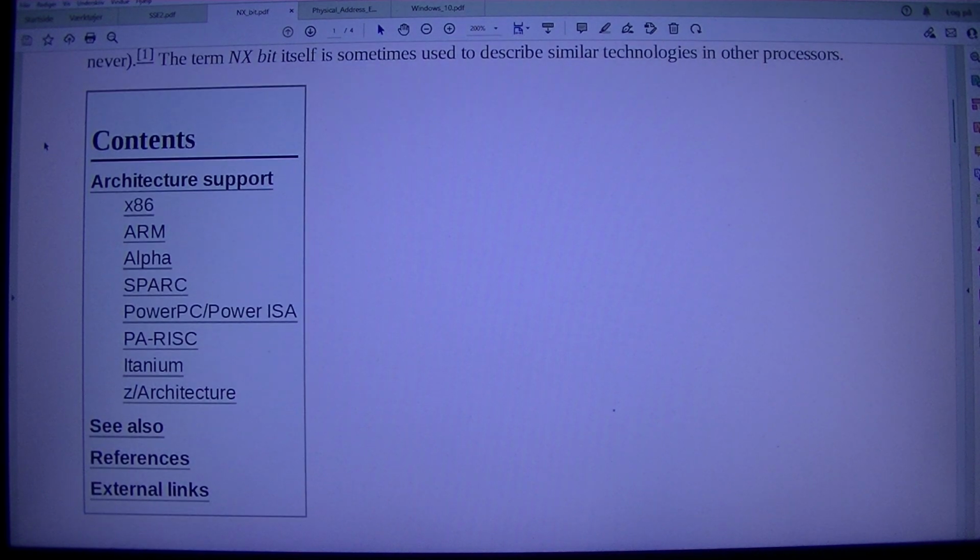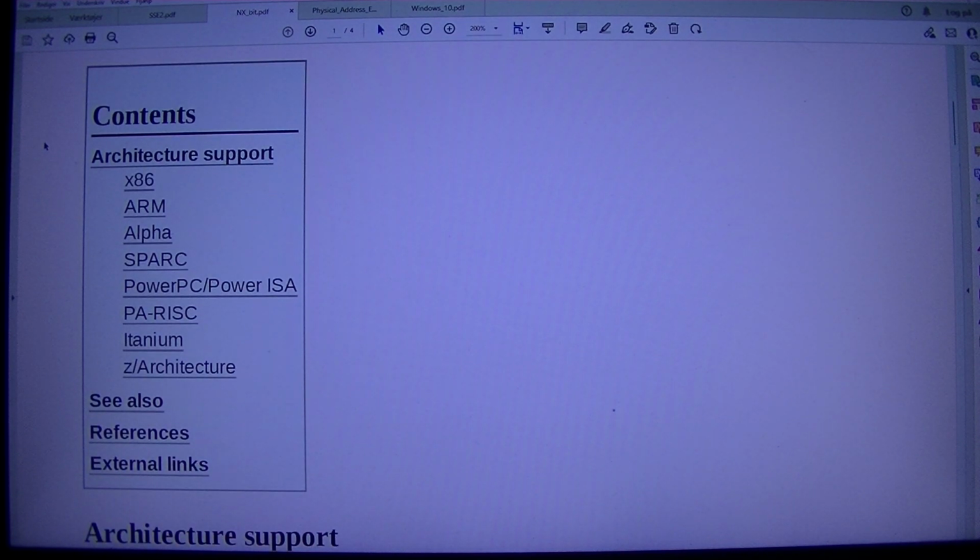Contents. Architecture support: x86, ARM, Alpha, SPARC, PowerPC / Power ISA, Power ISC, Itanium, z/Architecture. See also. References. External links.